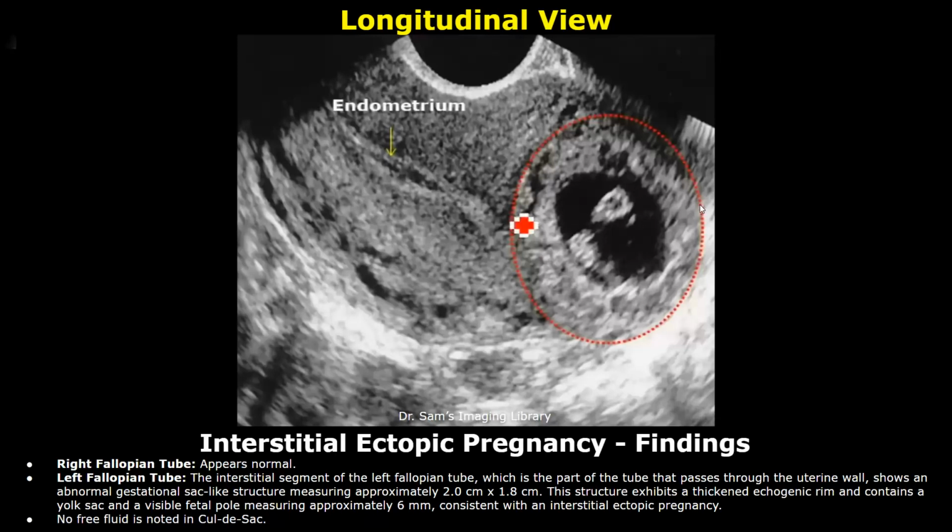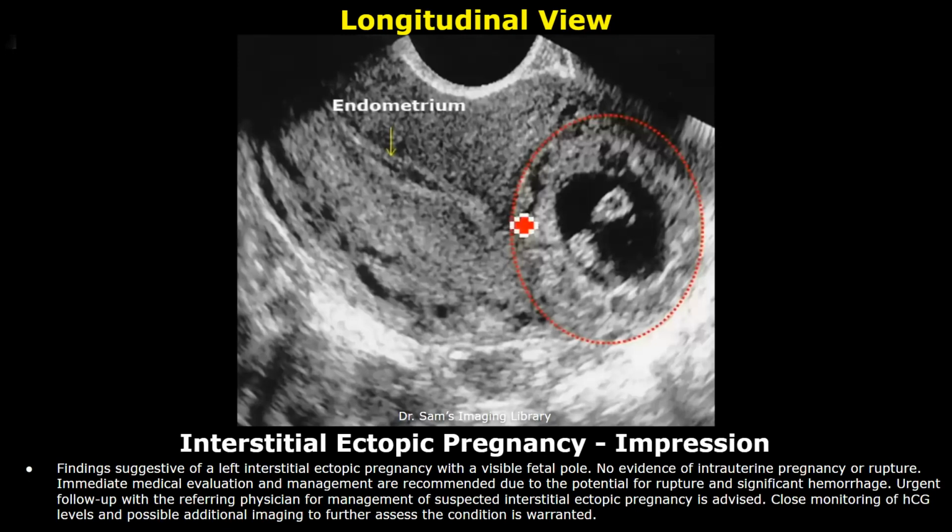The structure exhibits a thickened echogenic rim and contains a yolk sac and a visible fetal pole measuring approximately 6 millimeters, consistent with an interstitial ectopic pregnancy. No free fluid is noted in cul-de-sac. Here is the impression. Findings suggestive of a left interstitial ectopic pregnancy with a visible fetal pole. No evidence of intrauterine pregnancy or rupture.